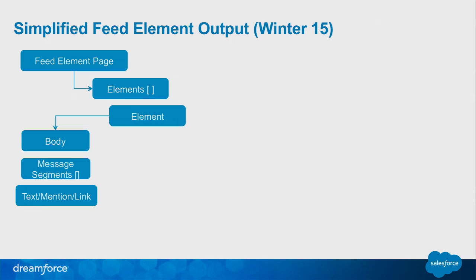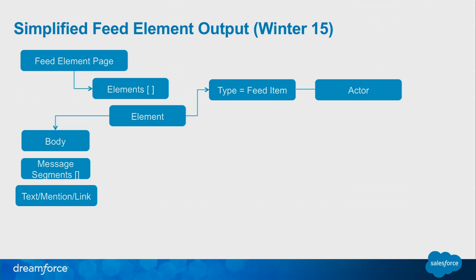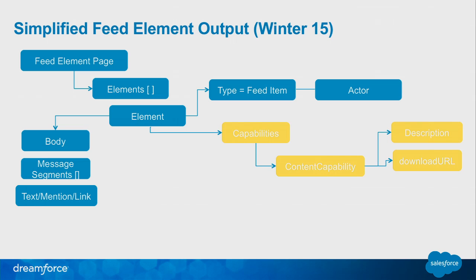But again, you've got to iterate through all of this. It's not as easy as just pulling one property. You have to explicitly iterate through all these message segment inputs. You can check the type of the element. There's only really one core type now, the feed item. Otherwise, it's just generic. There's a feed item with an actor, which is really the user who posted it. And now again, Winter 15, we have capabilities. On an element, you can check to see, does the capability exist? If yes, then you can access it.